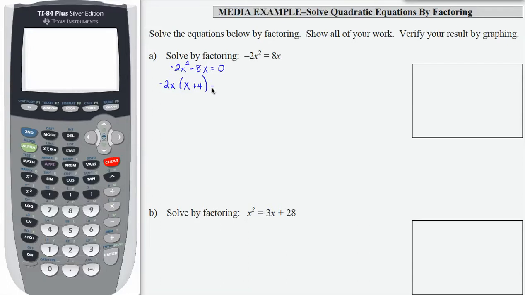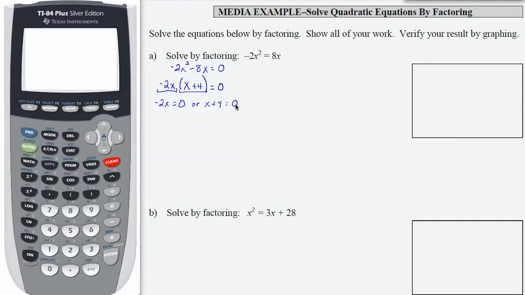I must include the equals 0 part, because now to solve this equation, I'm going to use the zero product rule, which says that if I have A times B equal to 0, then either A is 0 or B is 0. So if I have the product of two things equaling 0, one or the other of those things has to be 0.